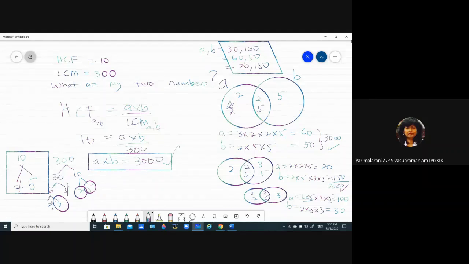Okay, can understand this example? Yes. Can? Yes, madam. Okay, so let's try one more example. Same style.